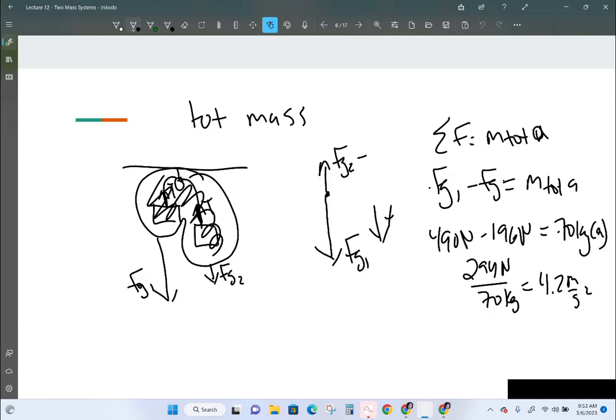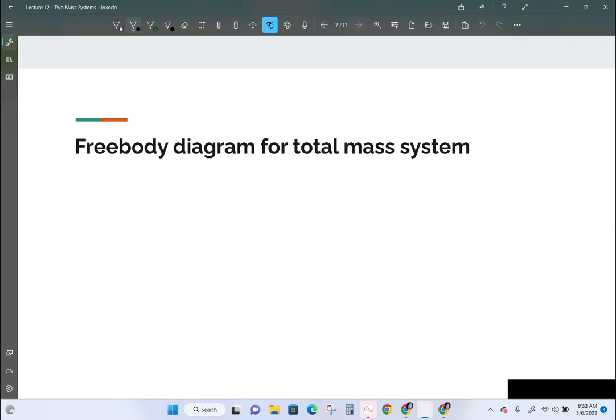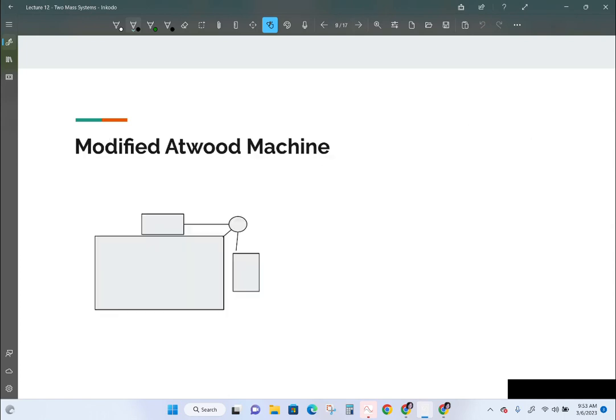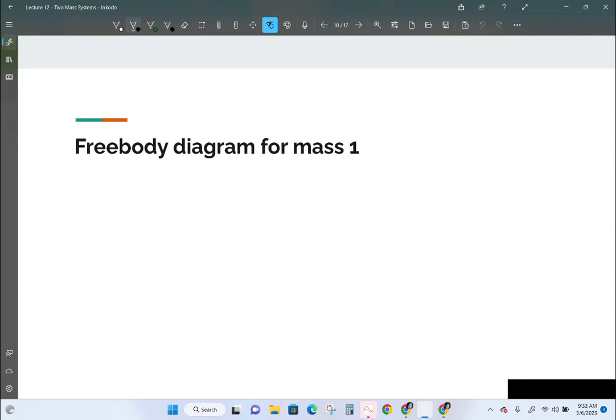All right. So let's look at a modified version. We're going to do the same thing. We're going to have 20 kilograms and 50 kilograms. But what's going to happen is that this is going to rotate to the right and this is going to rotate to the left. Now notice that since it's rotating to the right and it's on the table, mass 1 is going to be a little different. So let's talk about that.